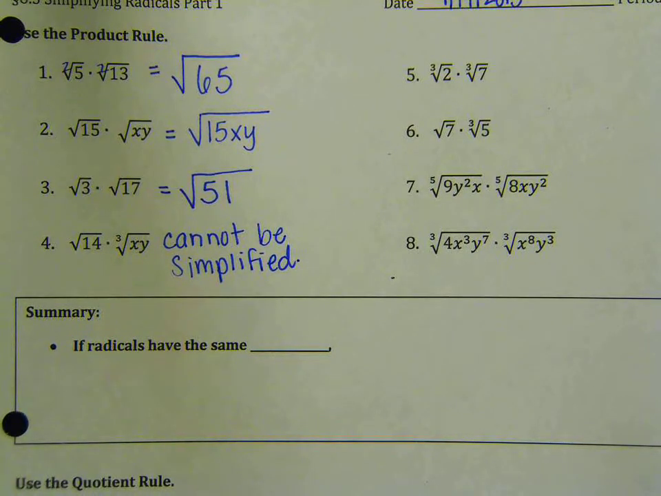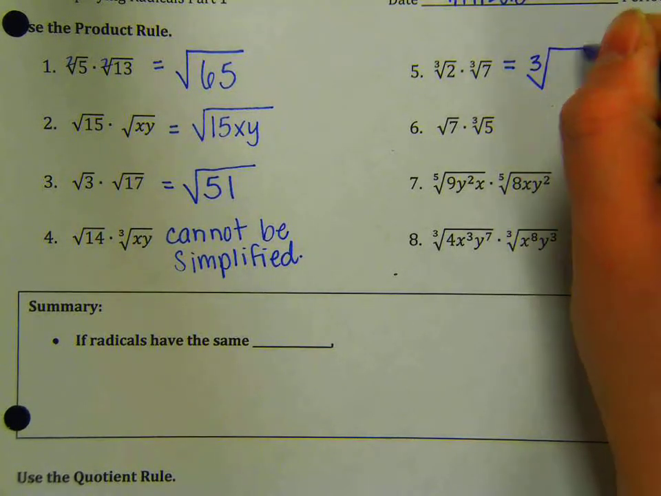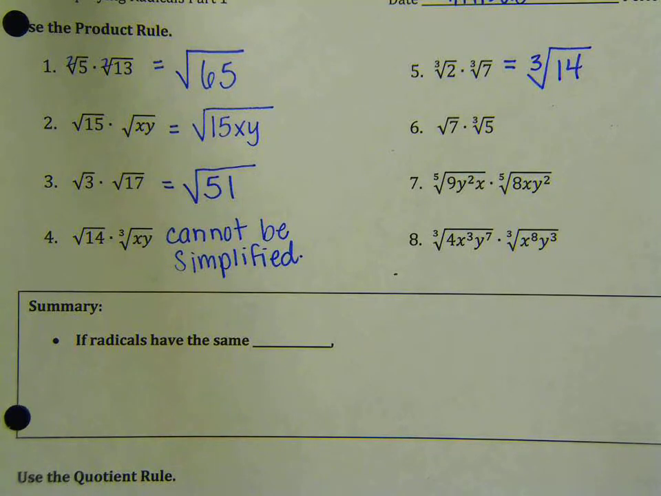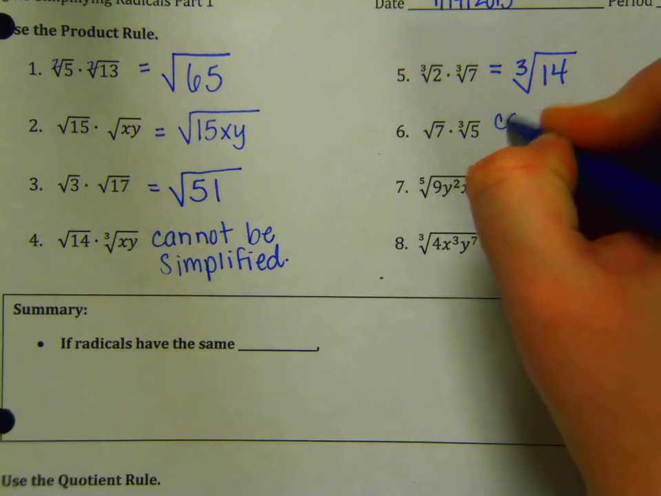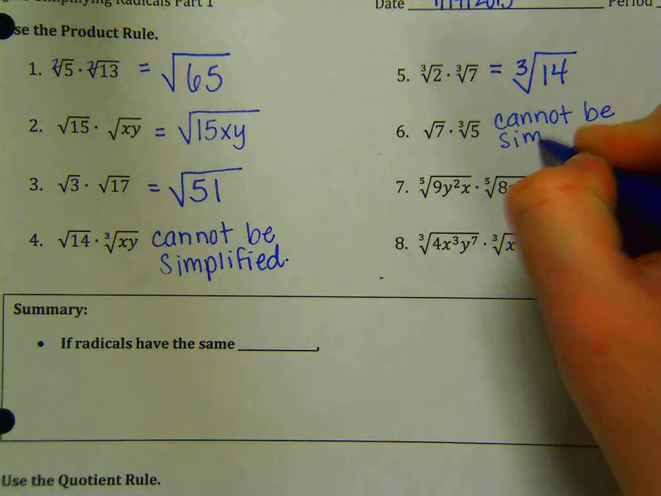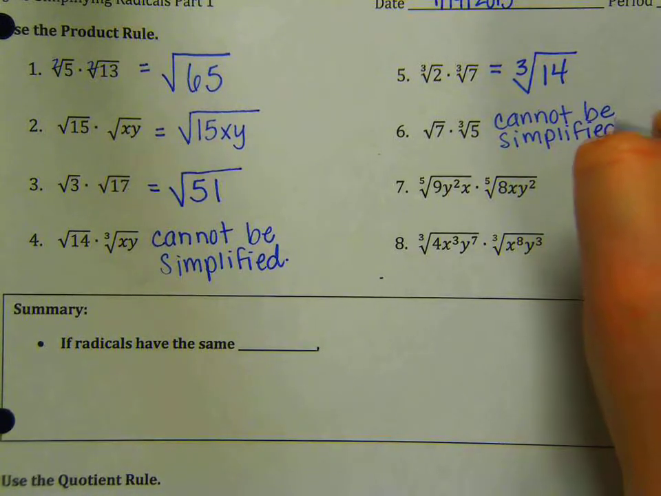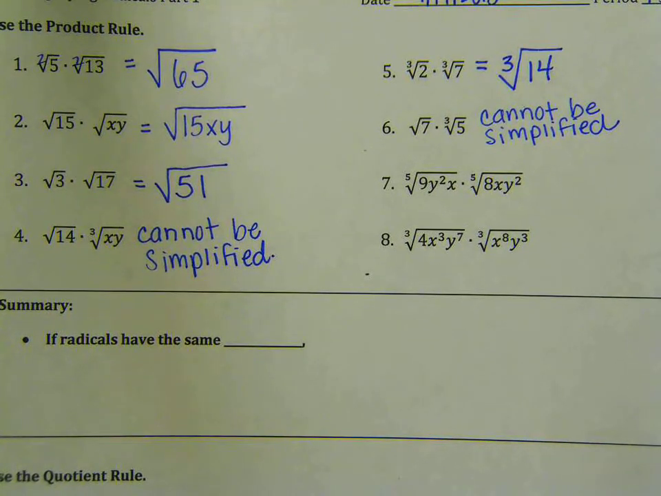Number 5, we have the same index, so what would be my answer? Cubed root of 14, good. Number 6, what's on? Perfect, cannot be simplified. Now 7, don't let that one trip you up. We have the same index, so I can multiply what's underneath, which means I'm just multiplying everything.